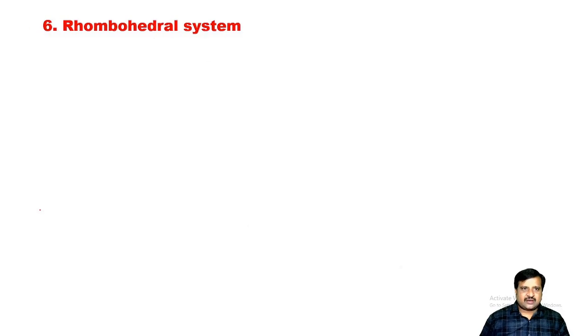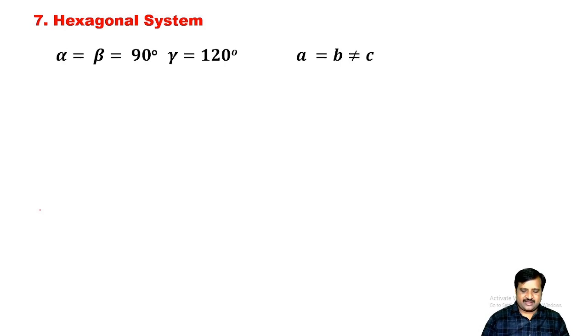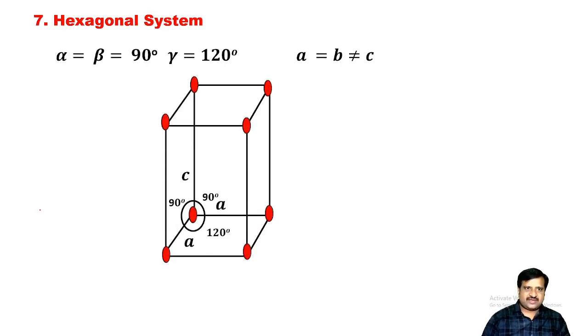The sixth one is rhombohedral system. For rhombohedral system, A equals B equals C and alpha, beta, gamma are equal but not equal to 90. For rhombohedral system, only primitive unit cell is possible. So that is only one Bravais lattice. And finally, for hexagonal system, A equals B but not equal to C, and alpha, beta equal 90 and gamma equals 120 degrees. For hexagonal system, only primitive unit cell is possible. So that is one Bravais lattice for hexagonal system.